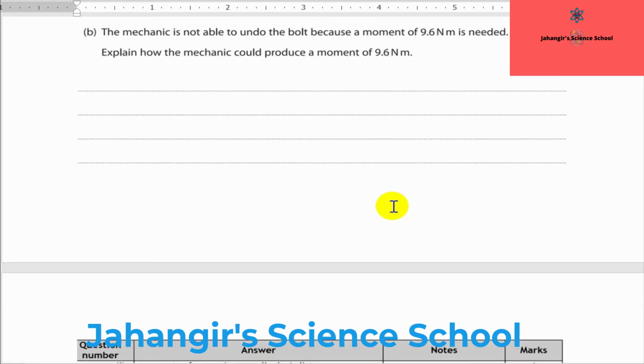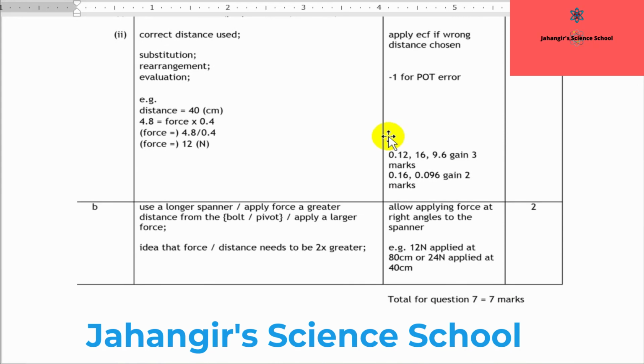Now the mechanic is not able to undo the bolt because a moment of 9.6 Newton meter is needed. Explain how the mechanic could produce a moment of 9.6 Newton meter. So moment depends on two things. Number one, the amount of force, and number two, the perpendicular distance from the pivot to the line of action of the force. So we can see the mark scheme.